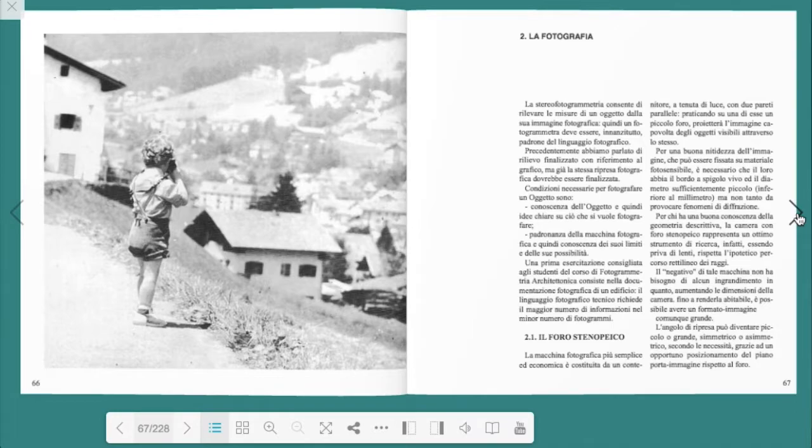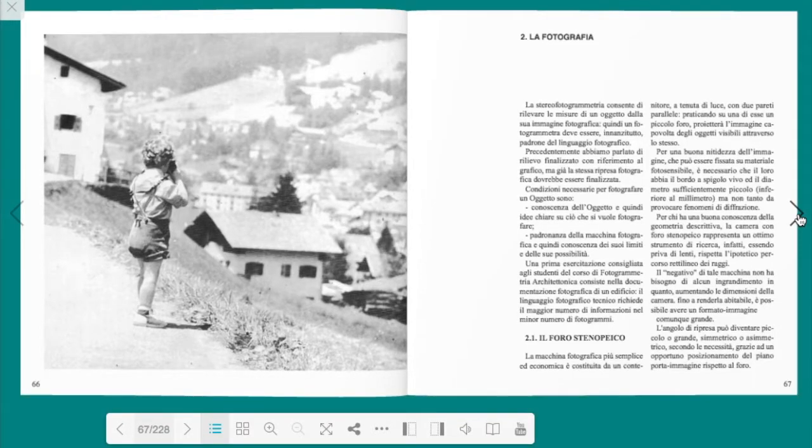For those who have a good knowledge of descriptive geometry, the pinhole camera represents an excellent research tool. In fact, being without lenses, it respects the hypothetical straight path of the rays. The negative of this machine does not need any enlargement since, by increasing the size of the room, making it habitable, it is possible to have a large image format. The shooting angle can become small or large, symmetrical or asymmetrical, according to the needs, thanks to a suitable positioning of the image holder plane with respect to the hole.